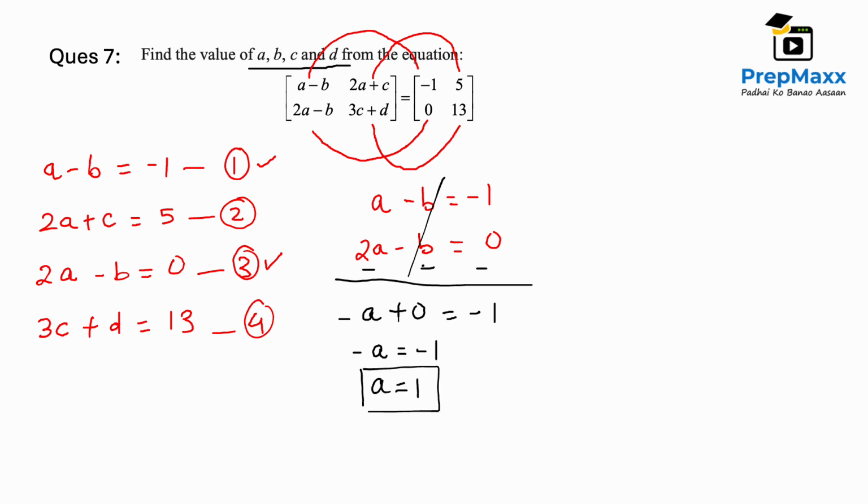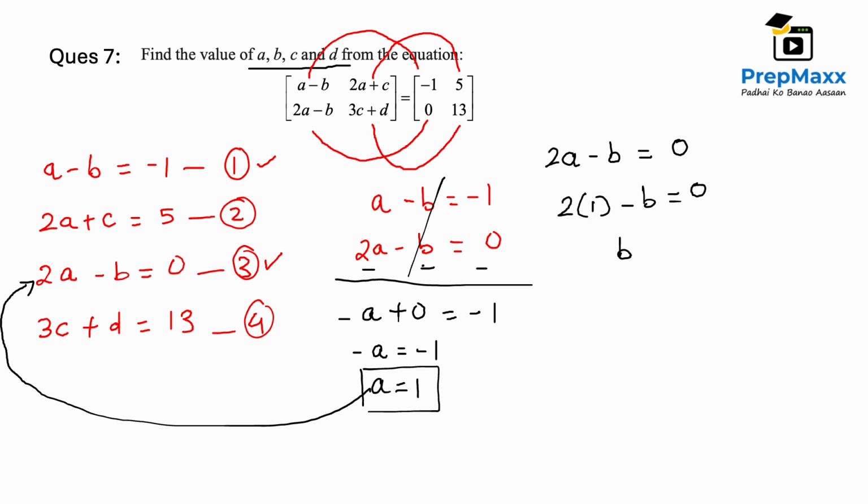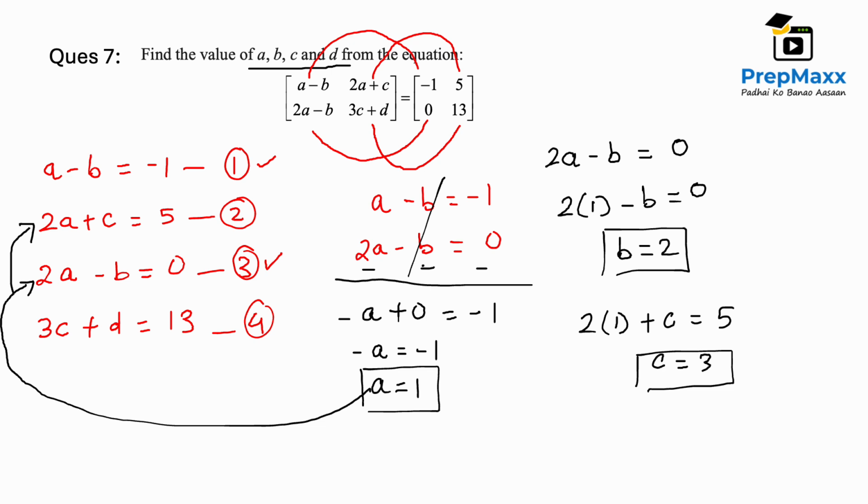And then I can use this value of A to find the value of B using equation number 3. So equation number 3 was 2A minus B equals 0. A is 1. So 2 times 1 minus B is 0. So B is going to be equal to 2. This is the value of B. And then I can use the same value of A to find the value of C using equation 2. So 2 times 1 plus C equals 5. So C is going to be equal to 3. So these are the values of A, B and C. A is 1, B is 2 and C is 3.